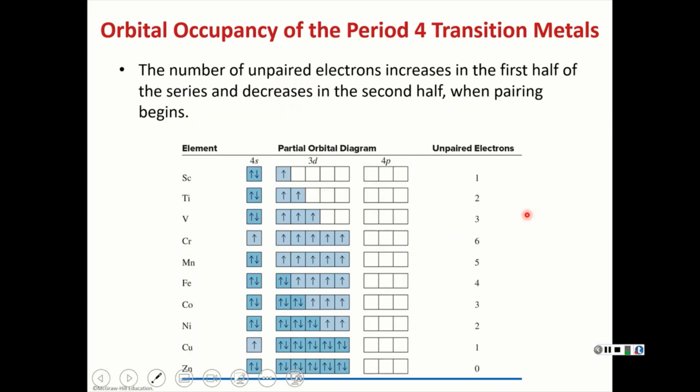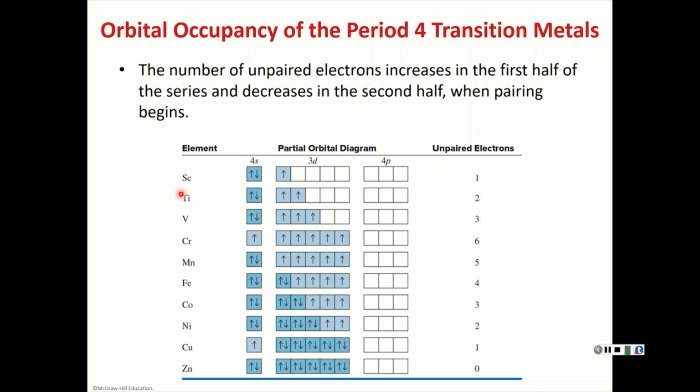This figure shows the electron configurations of this 4th row, or the first row of the transition elements. Their partial orbital diagrams are shown. We go from scandium, which has 1 d electron, to zinc, which has 10. And the number of unpaired electrons is shown. Again, these are ground states, so these elements in elemental form are not charged.